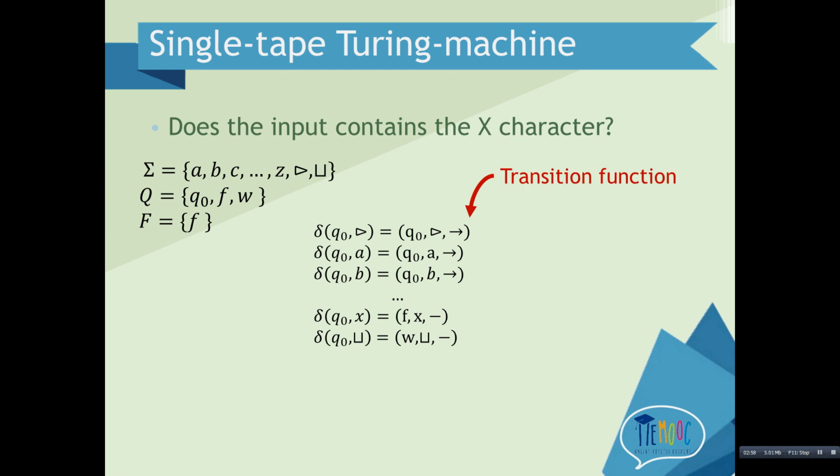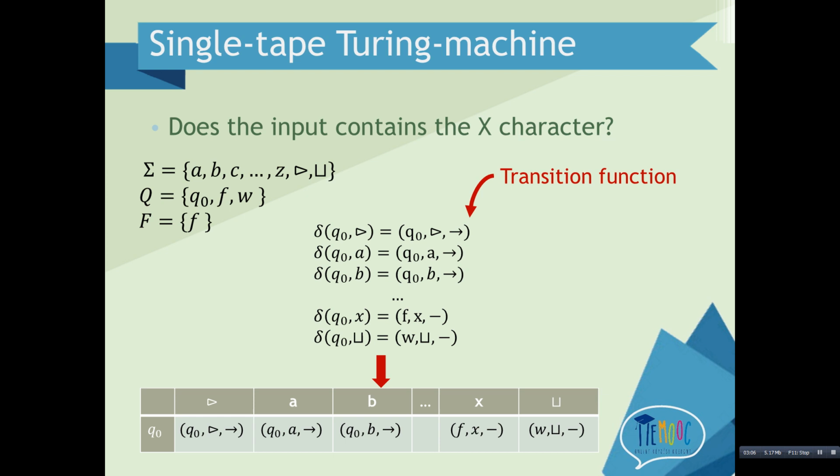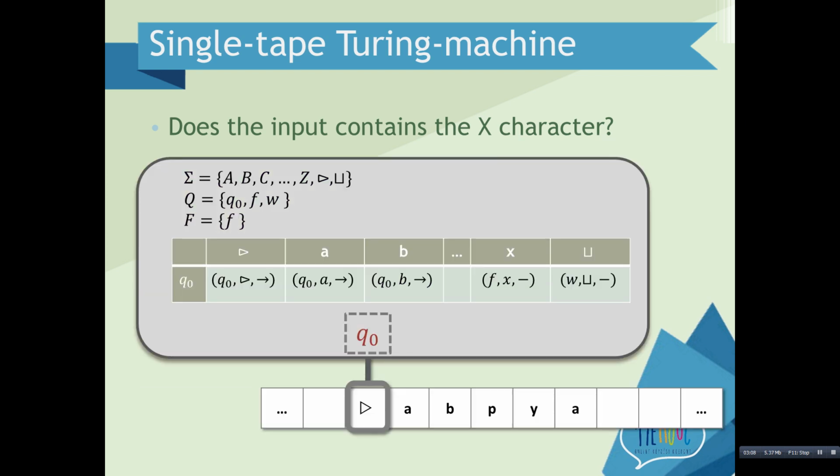The transition function does not write anything into the tape, and except for the X and blank character, it always moves to the right. So we can start the algorithm.